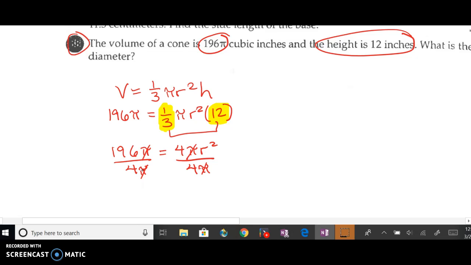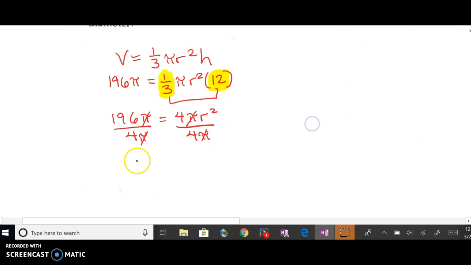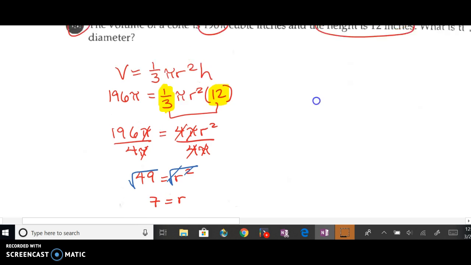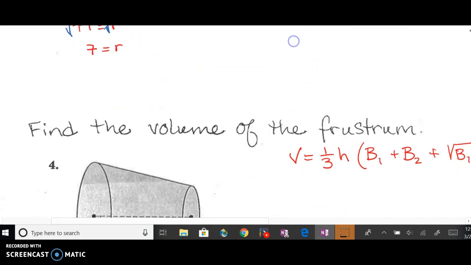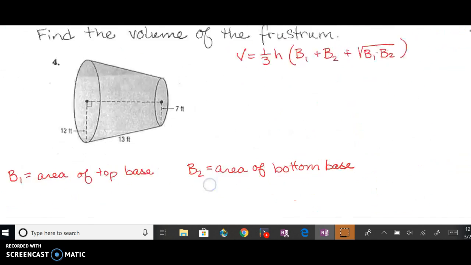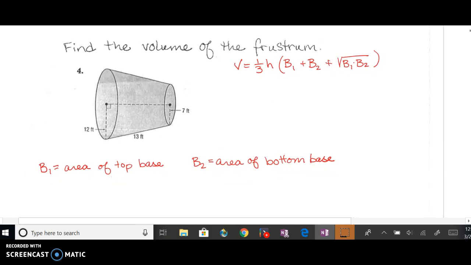And then 196 divided by 4 gives us 49 equals r squared. So when I square root that on both sides to figure out what r is, my square and my square root cancel and r equals 7. But that's not what the question was asking for. It was asking for the diameter. So the diameter would be twice the radius, so it would be 14. And that's your answer.